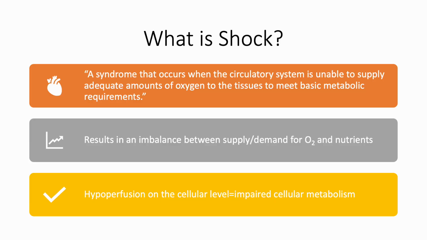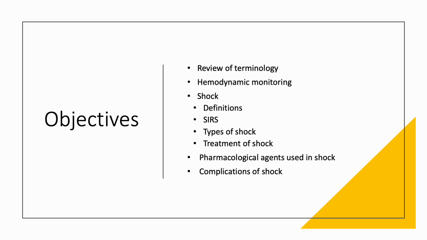Shock is a condition where the circulatory system fails to deliver enough oxygen to tissues, which disrupts the balance between oxygen supply and demand. This leads to poor blood flow or hypoperfusion, causing cells to struggle to meet their energy needs, ultimately impairing cellular metabolism.